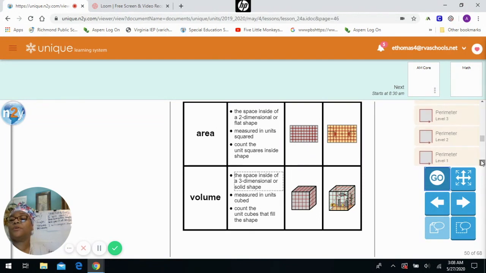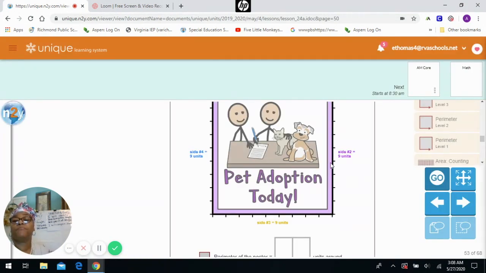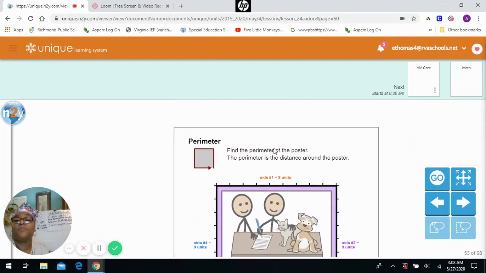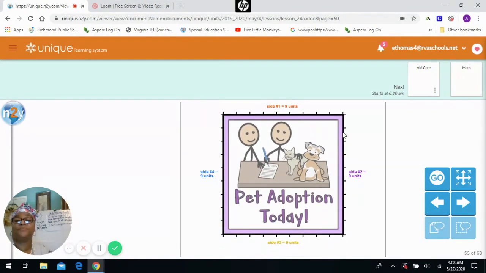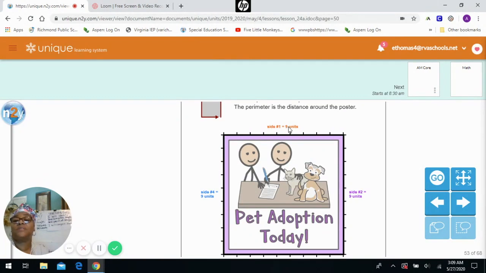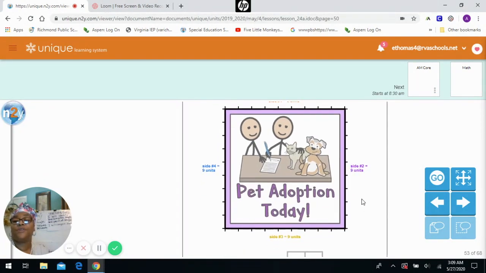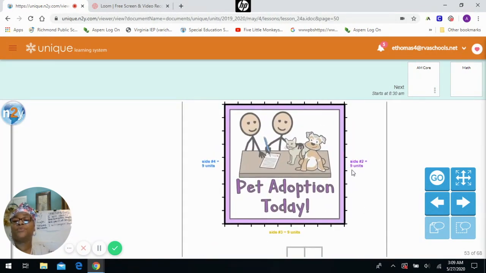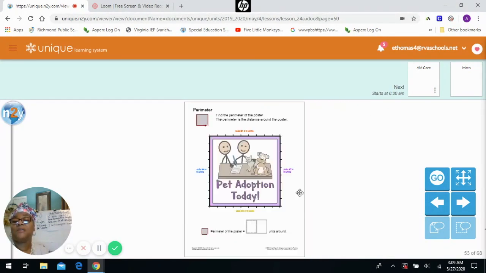All righty. Here we go. Let's do perimeter. And we're talking about pet adoption. Find the perimeter of the poster. The perimeter is the distance around the poster. So we have side 1 is 9 units. Side 2 is 9 units. Side 3 is 9 units. Side 4 is 9 units. Perimeter of the poster is what? So we can do, how many nines do we have? 1, 2, 3, 4. 4 times 9.